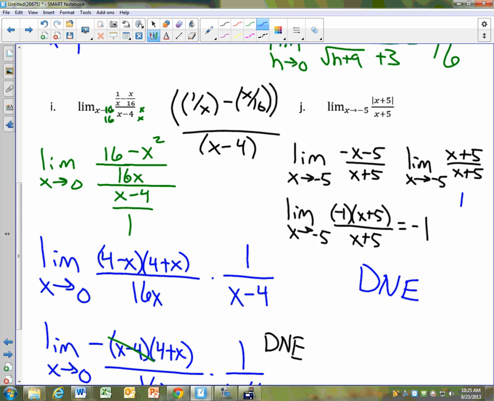Now, just watch. What if I did this? Then it would be +1. And if I did this, yeah. So that's the difference between doing a left-hand limit, a right-hand limit, and a complete limit. So make sure that you keep that in mind.